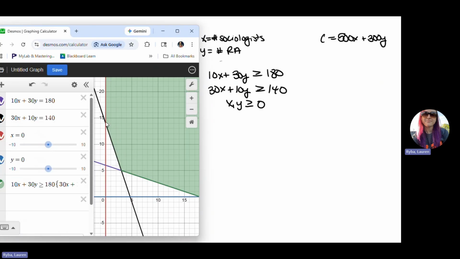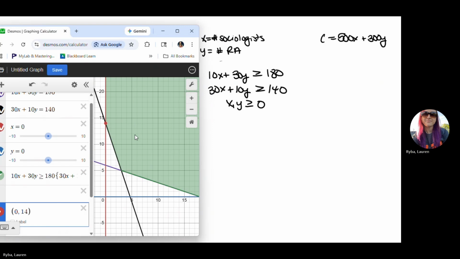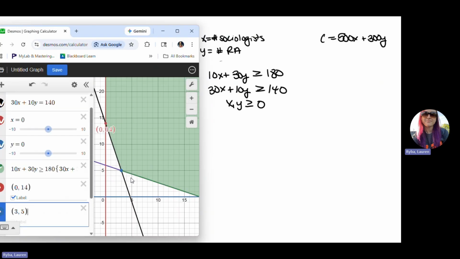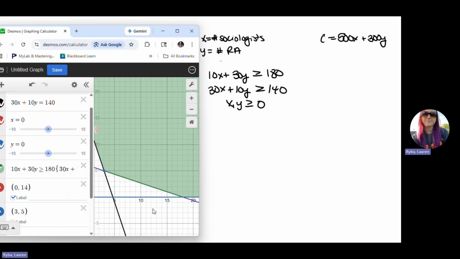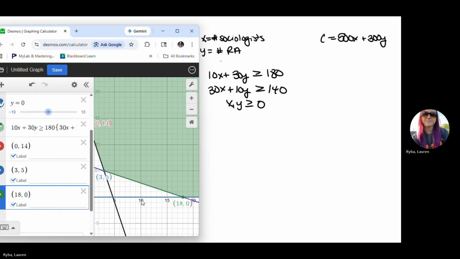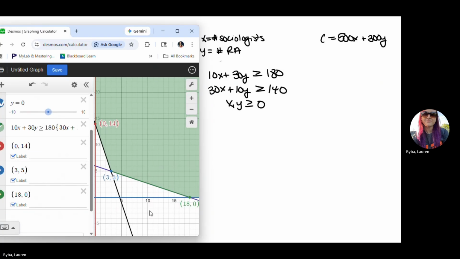Okay, so it looks like I've got this one up here. I've got this one here. And then there's one over here. So graph, and my corner points are right there.